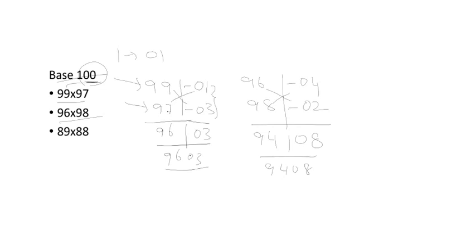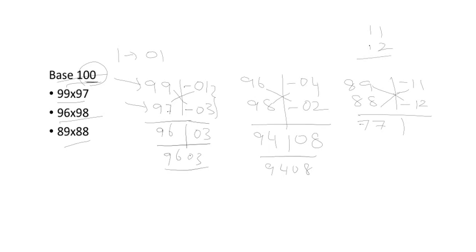Yes, correct. Let me take the last number here, that is 89 and 88. 89 multiplied with 88. Here the difference is quite high. The difference between 100 and 89 is 11, so we are taking it as minus 11, and the difference between 100 and 88 is 12, so we are taking it as minus 12. The crosswise difference between these two numbers is 77. Yes, it's correct.